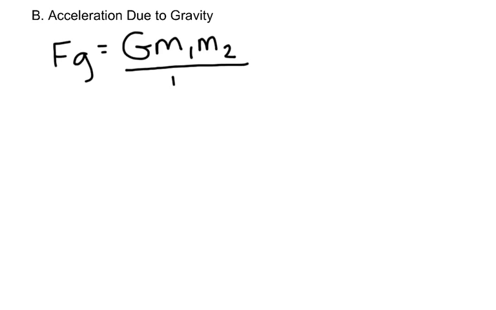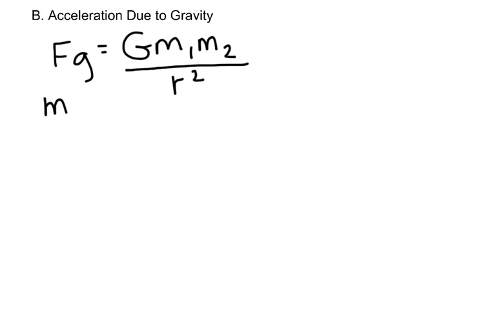Let's talk about the acceleration due to gravity using the force of gravity in Newton's law of universal gravitation. So the force of gravity, which is Newton's law of universal gravitation, is equal to the universal gravitational constant multiplied by the mass of object 1 multiplied by the mass of object 2 divided by the distance between the two masses. And let's just focus on the magnitude right now. Now, force of gravity, a person's force of gravity, is also known as the person's weight.